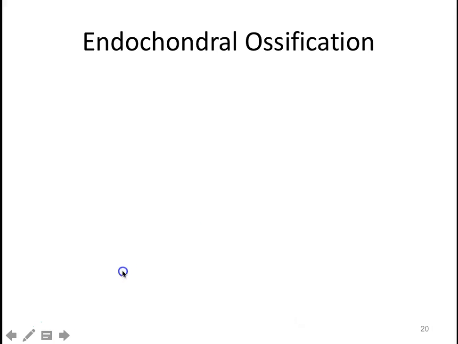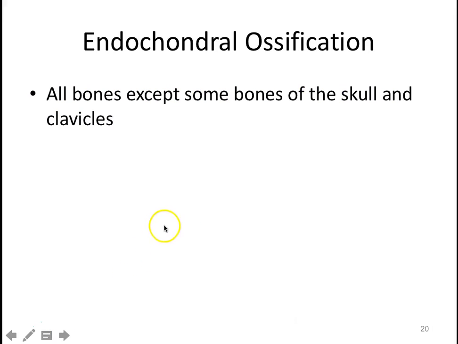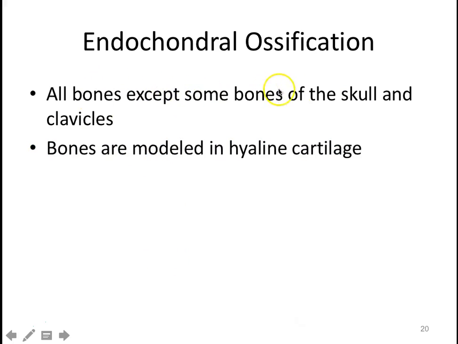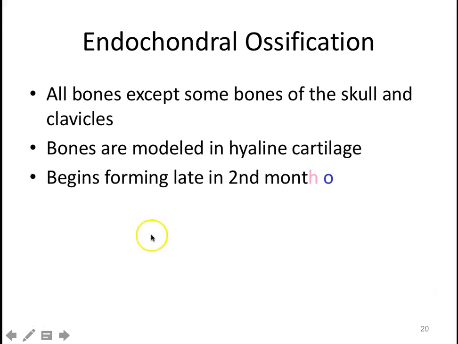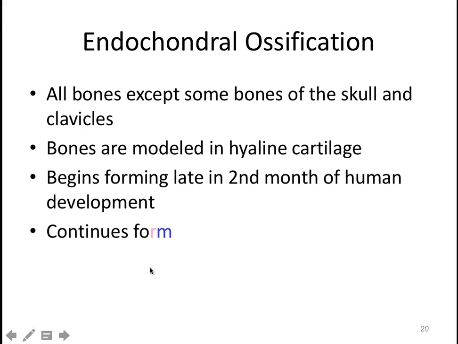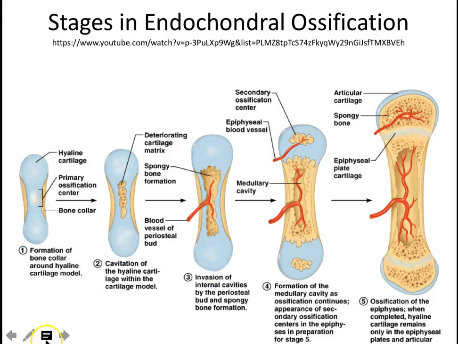So if we take a look at this next picture, take a look at this next PowerPoint. So again, it forms basically all the bones except bones of the skull, the mandible, and including your clavicles. Again, you have a little hyaline cartilage model. And you can see it starts about at the second month of development. And then basically until those epiphyseal plates fuse, until your growth plates fuse, endochondral ossification is constantly occurring.